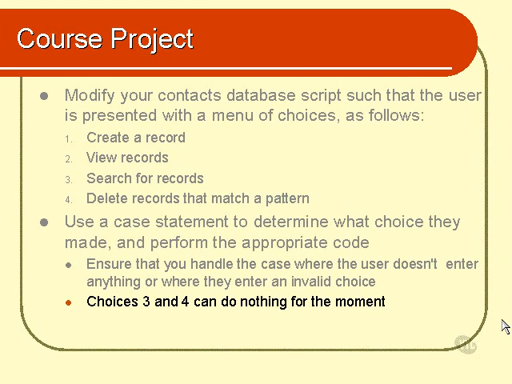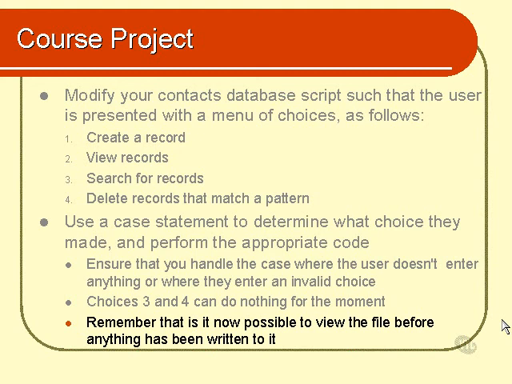As I said, with choices 3 and 4 you don't have to implement those at the moment. It might be nice if you simply output a message saying that those options are not yet implemented or something like that. And also, of course, remember now that it is actually possible to view the file before anything has been written to it. In other words, the user might start the program, and before they bother to create a record, the very first time they run the program they might decide to view the records, and there obviously wouldn't be any records at that point, so you have to be able to handle that without displaying any error messages on the screen. I'll leave you to decide how you might do that.